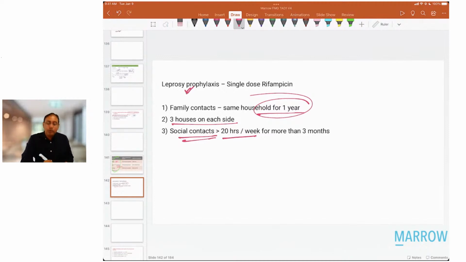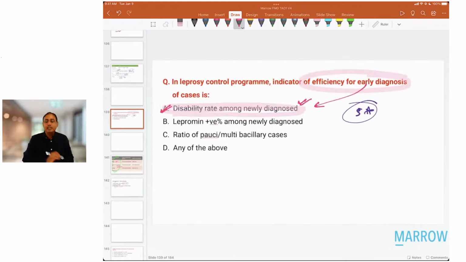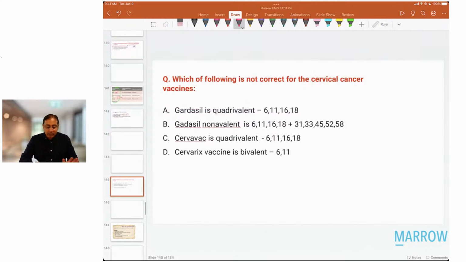In these cases you are going to give the leprosy prophylaxis, and that is a few points about leprosy.